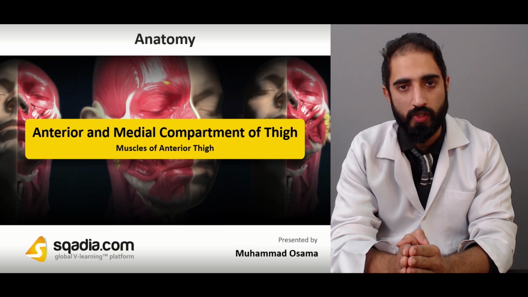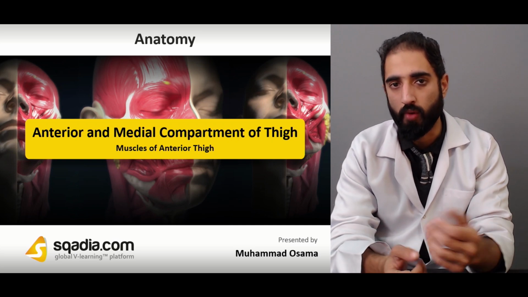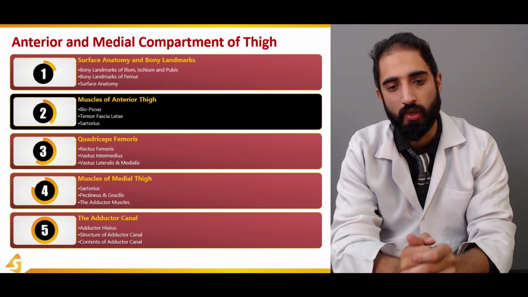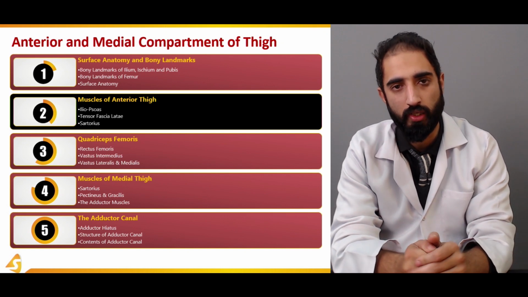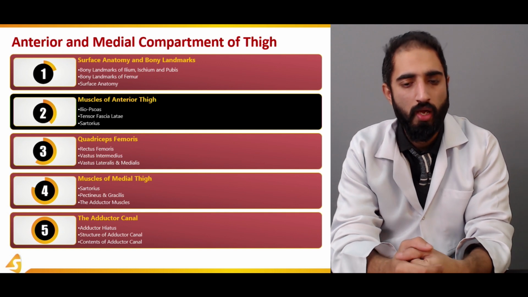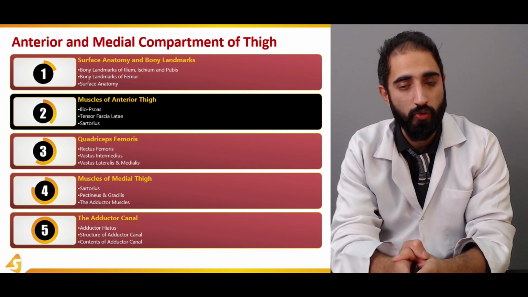So in this section we are going to talk about the muscles on the anterior aspect of the thigh, and moving on we're going to talk about the muscles on the medial aspect of the thigh as well. So in this section we're going to talk about the iliopsoas, which is actually a combination of two muscles. One is the iliacus and the other one is the psoas major. And we're also going to talk about the tensor fascia lata, and we're also going to talk about the sartorius.